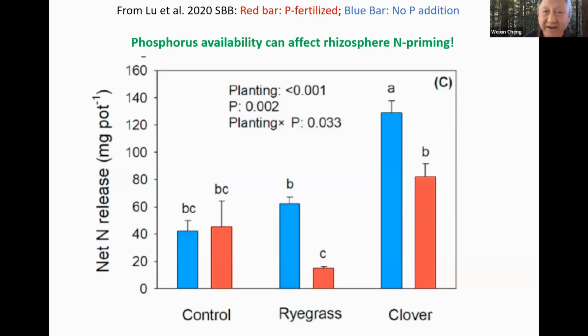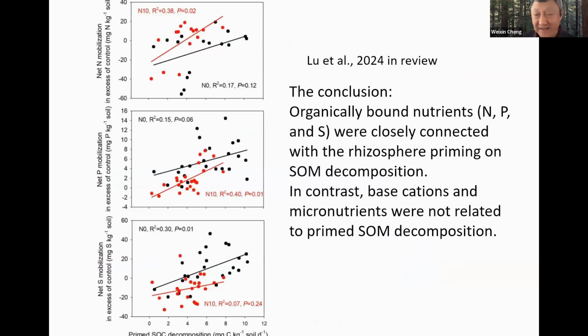So I've used this case as an example. Multiple nutrient interaction can be very important for what's going on with nitrogen in the soil. And again, the same first author did a study on multiple nutrients effect of rhizosphere priming. The conclusion of that article, just published this year, showed that organically bound nutrients like nitrogen, phosphorus, and sulfur were closely connected with the rhizosphere priming effect on soil organic matter decomposition, whereas the rest of the nutrients like base cations and micronutrients tend to do their own thing, without really being related to organic matter decomposition.